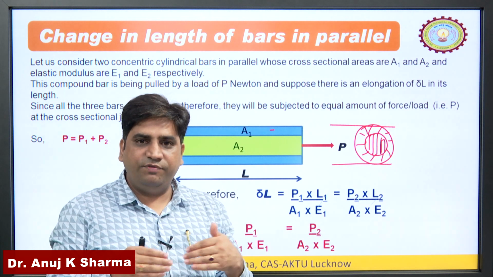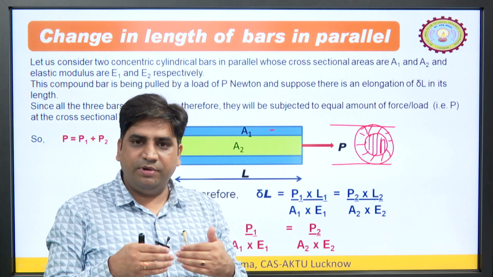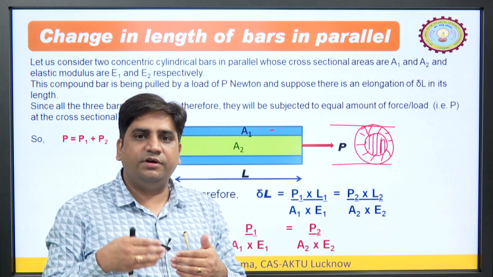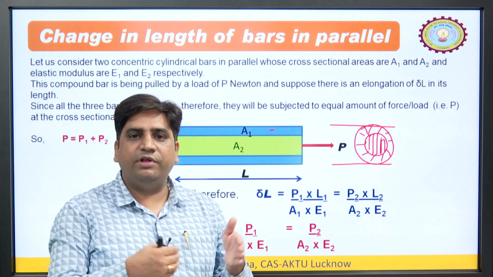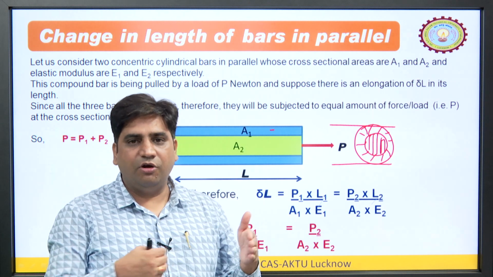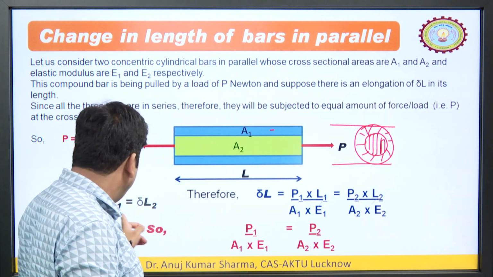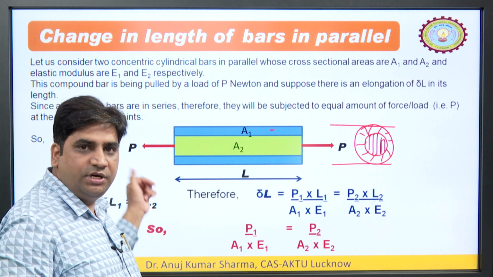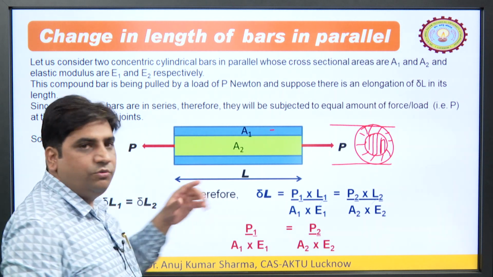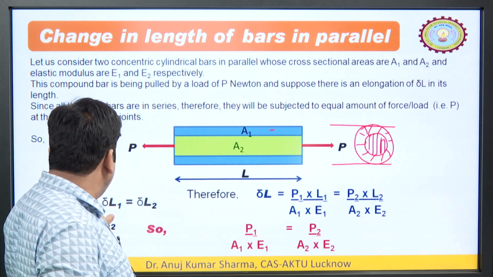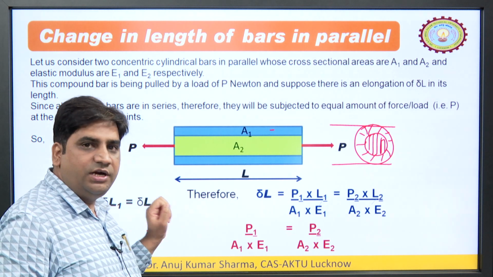So, they may have different forces, different areas, and different moduli of elasticity, but they will have the same elongation. So, delta L 1 is equal to delta L 2. So, we will have two equations here. One equation is P is equal to P 1 plus P 2, and another equation is delta L is equal to delta L 1 is equal to delta L 2.